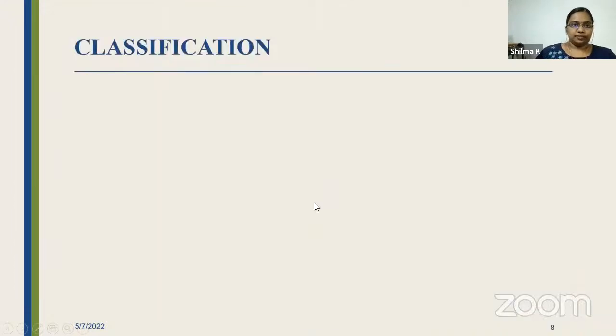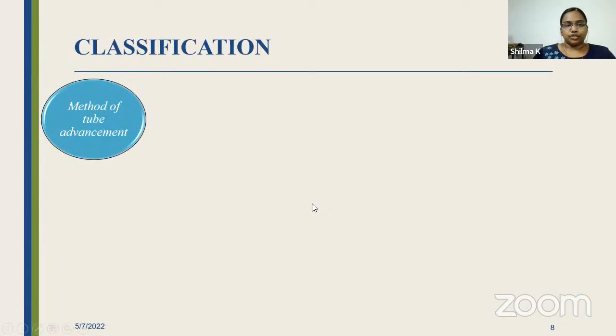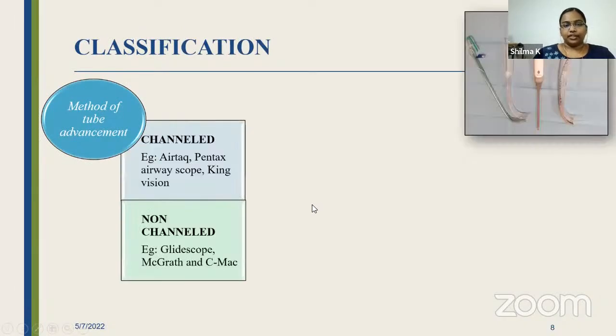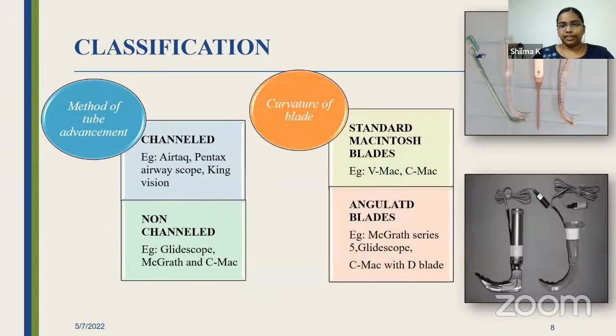Coming to classification, according to the method of tube advancement, we have channeled and non-channeled. Channeled include AirTrack, Pandax Airway Scope, and King Vision, and non-channeled include Glidescope, Magma and CMAC. According to the curvature of the blade, we have standard Macintosh blade like in VMAC and CMAC, and angulated blade like in Magma, Glidescope, and CMAC with T blade.